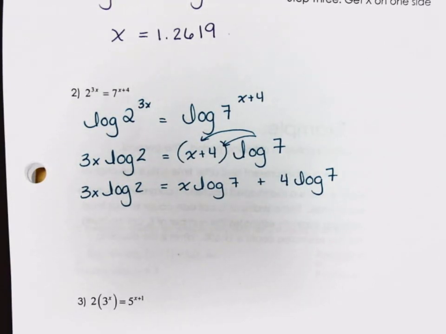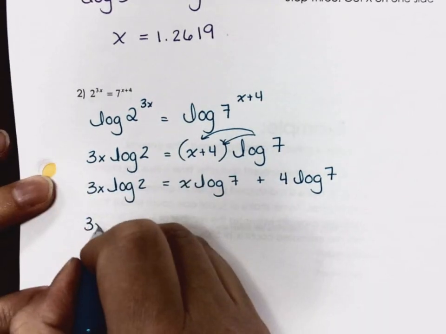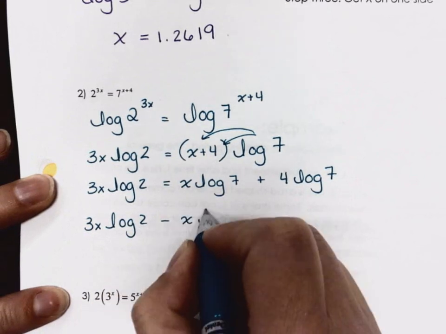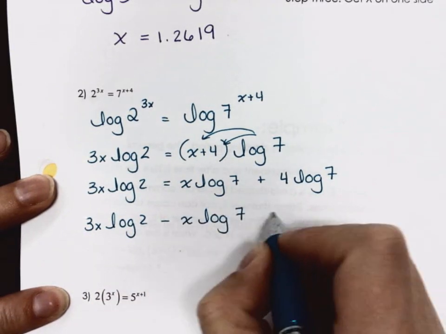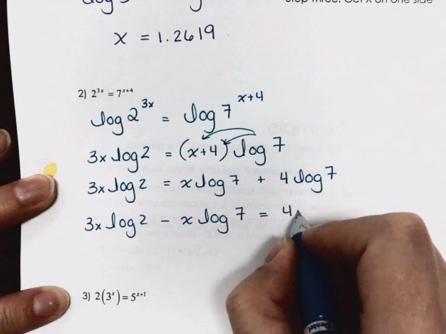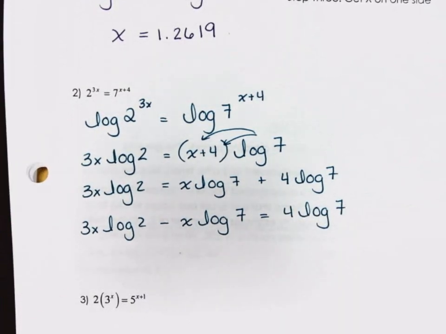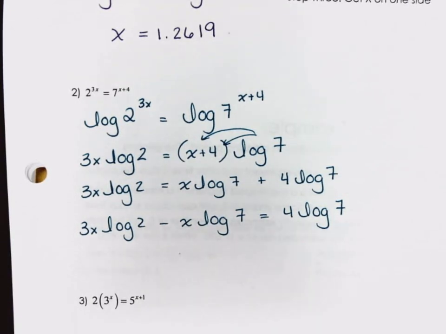Then we are going to bring all the x's, any term that contains an x, to one side, and leave just number logs on the other. So we're going to have 3x log 2 minus x log 7 equals 4 log 7. Okay, so maybe we need to add some more steps here.